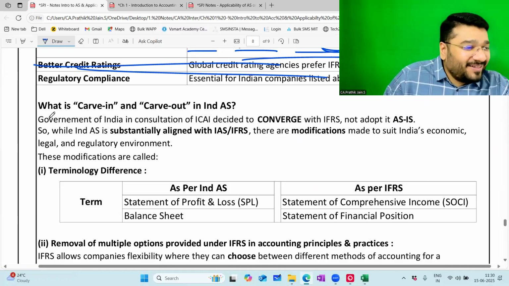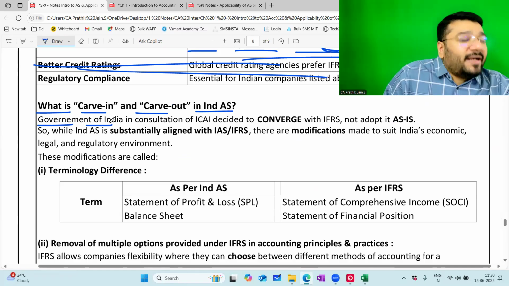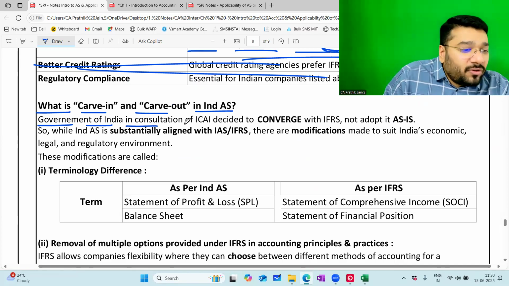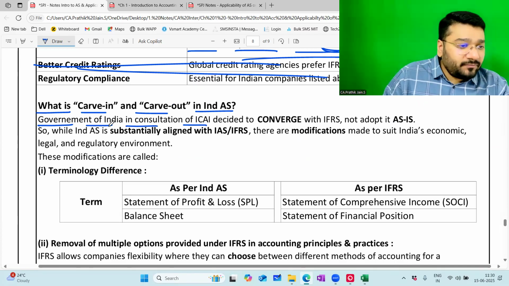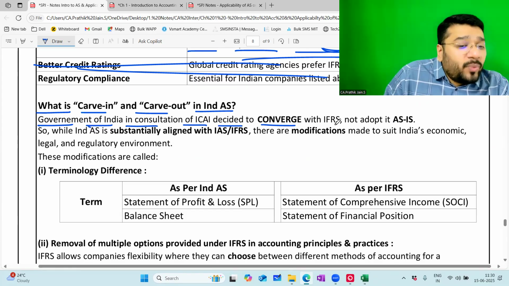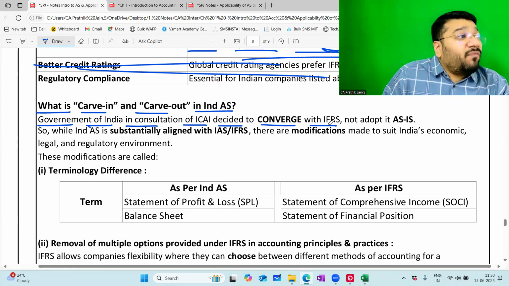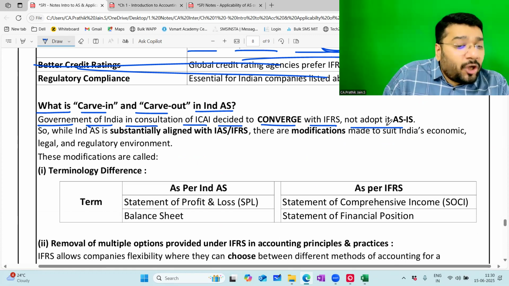We don't know anything. What does carve out in India is? The Government of India, in consultation with ICAI, decided to converge with IFRS. We converged with IFRS and did not adopt the accounting standard. That is, we did not adopt IFRS as is. We did not adopt it as is.